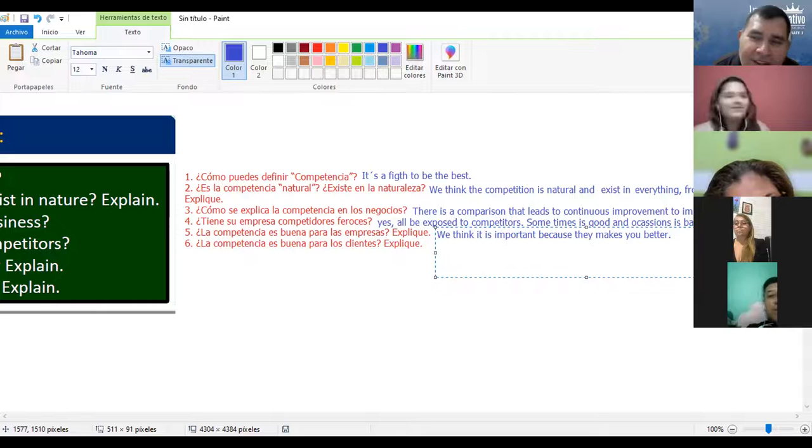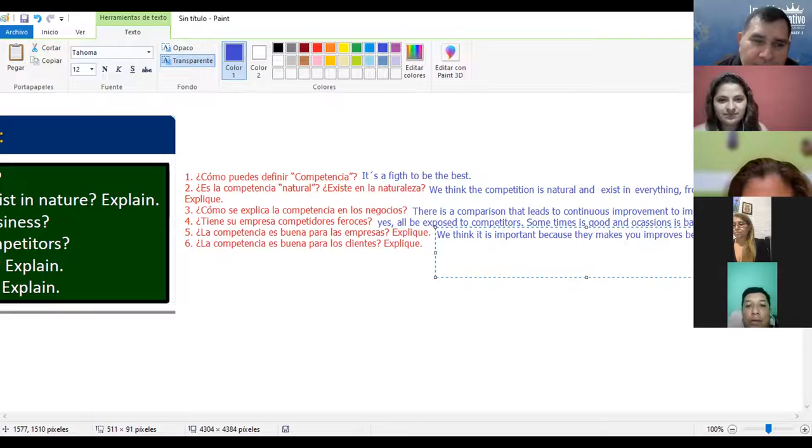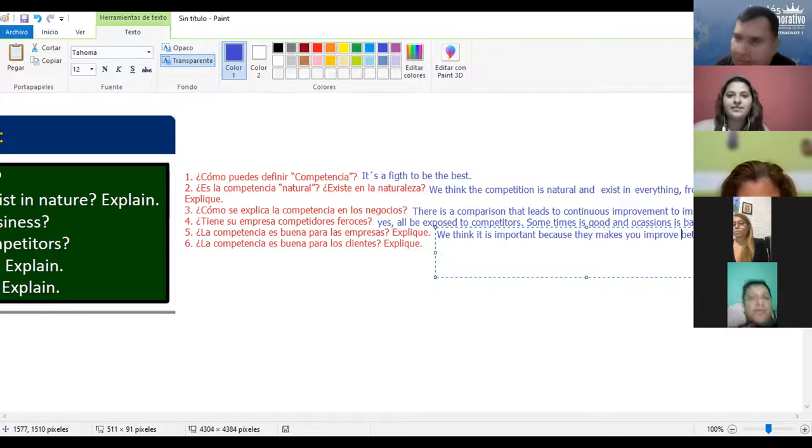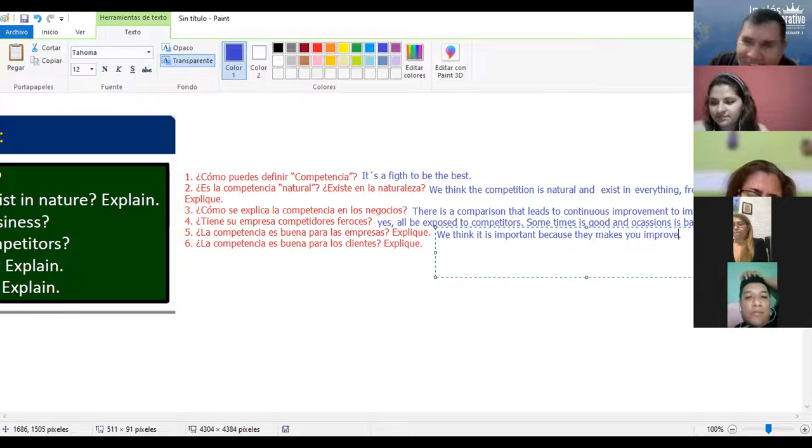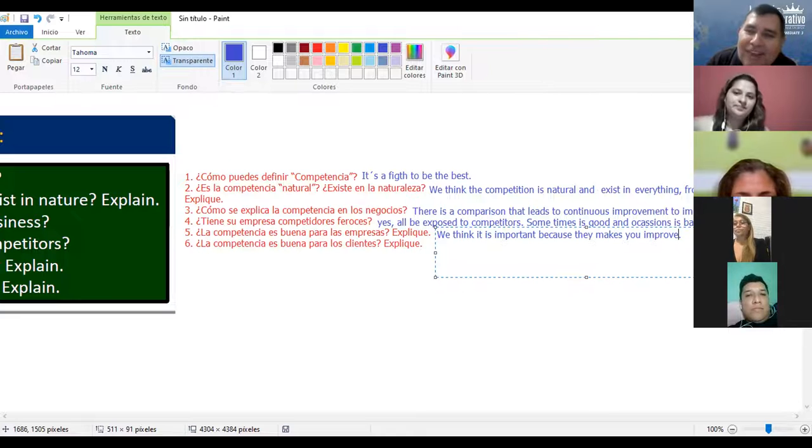Makes you improve. Improve. I am exactly like that. Improve. You improve better. Improve better. Is okay? No. Only improve. What is improve? To make, to get better. It's a synonym. So it's better to say makes you improve instead of saying makes you get better. So it makes you improve.